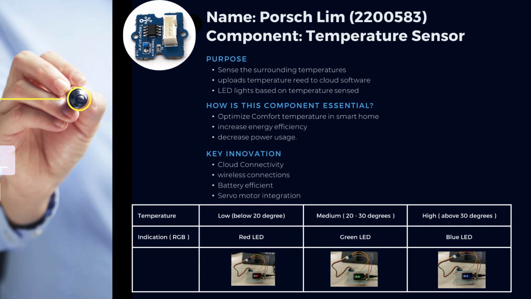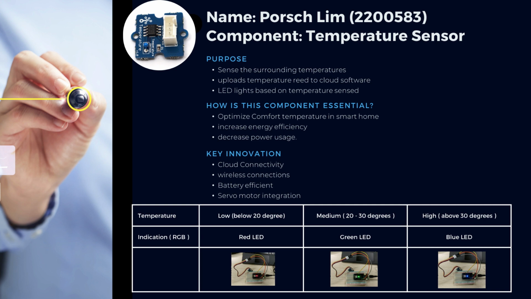There are 3 different LED lights to indicate different surrounding temperatures. First is the red LED light, which would light up when the temperature is lower than 20 degrees, indicating cold temperature. A green light would light up if the surrounding is between 20 and 30 degrees, indicating medium temperature.